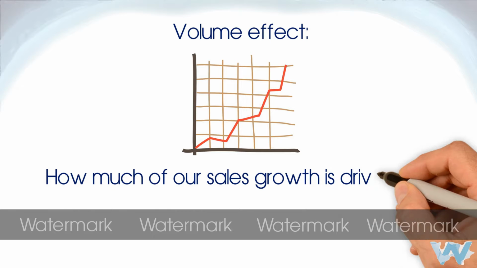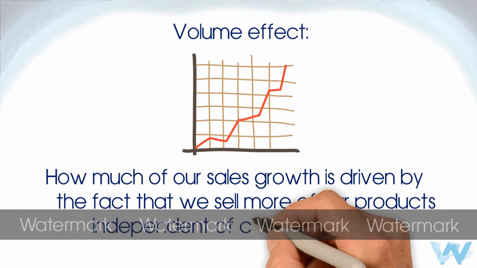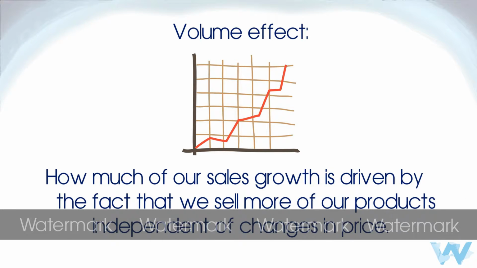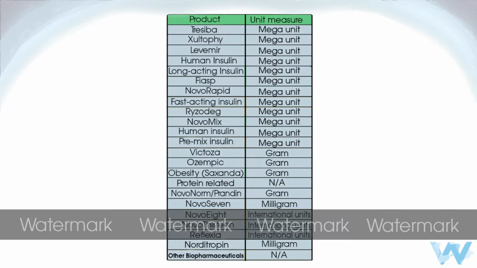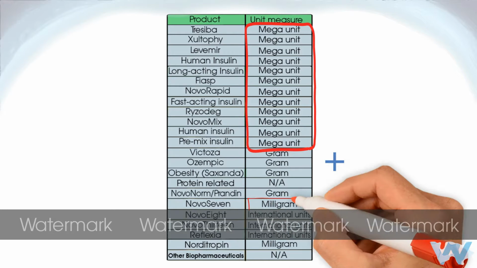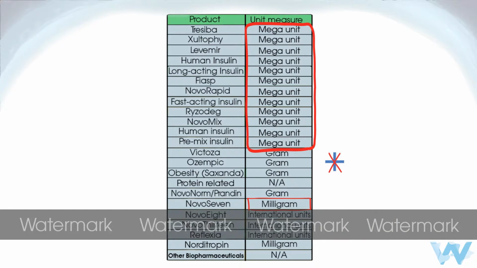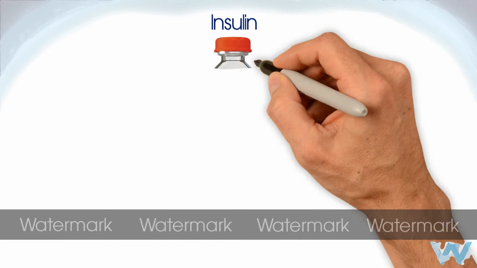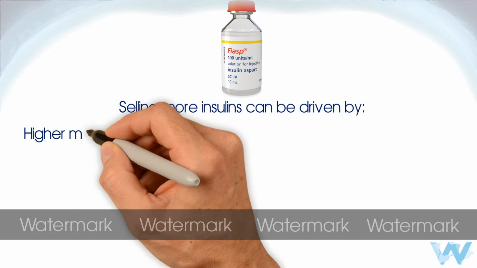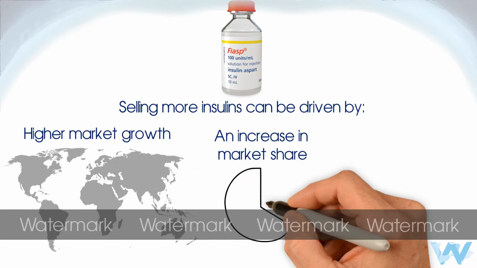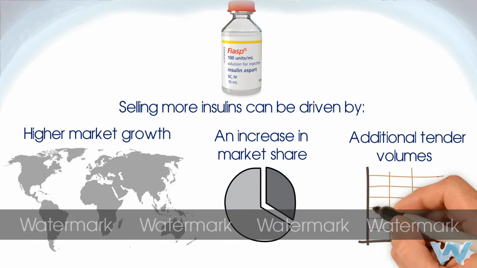Now let's look in more detail into the volume effect, which explains how much of our sales growth is driven by the fact that we sell more of our products independent of changes in price. First of all, it is important to keep in mind that volumes across different therapy areas are not directly comparable, meaning that we cannot mix together volumes of, for example, insulins, where volume is measured in mega units, with, for instance, Novo7, which is measured in milligram. Let's start with the easier part, which is insulins.